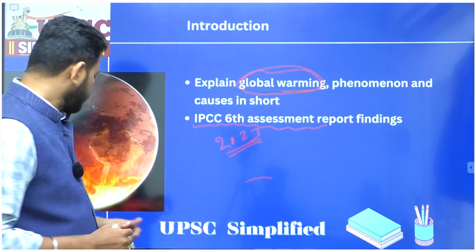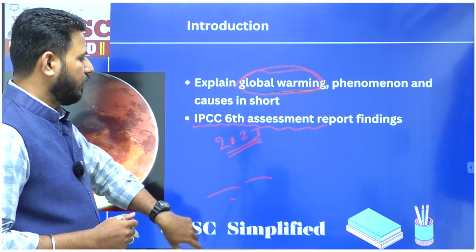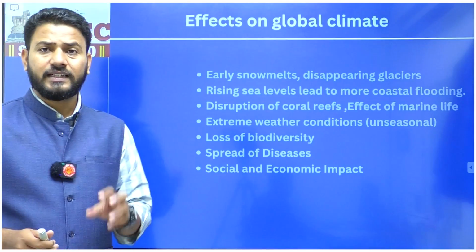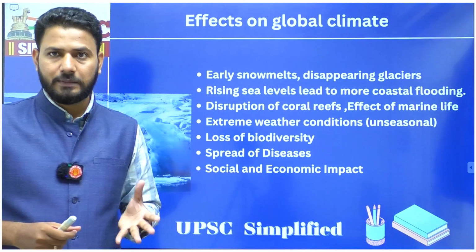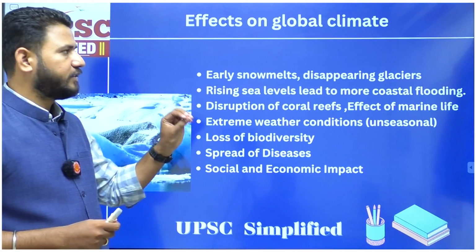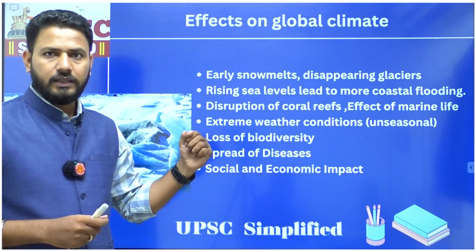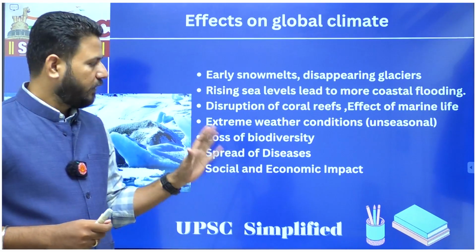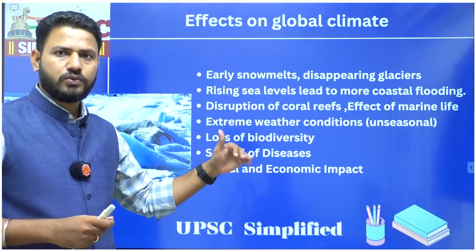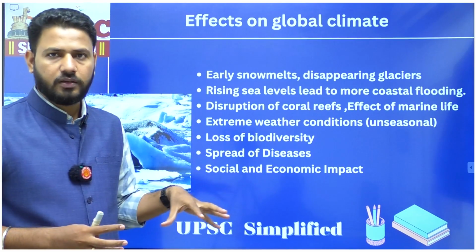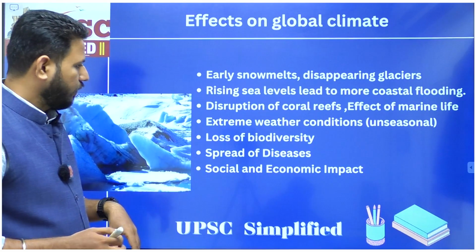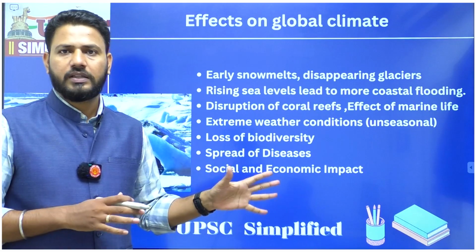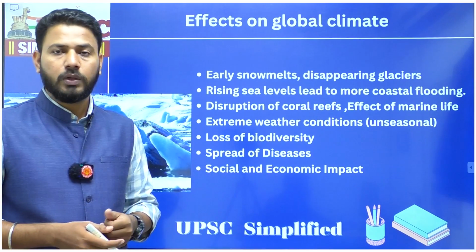Then, when it comes to the body of the answer, what you're supposed to write in the body. Like I said, the focus was effects on global climate. Now, what are the effects of global warming on global climate? You have many points that you can write in this question, which I'll be giving you, but you're not supposed to write all. It depends on the word limit of the question. Now, the points here are snow melts and disappearing glaciers. This is the biggest issue when it comes to climate change and global warming.